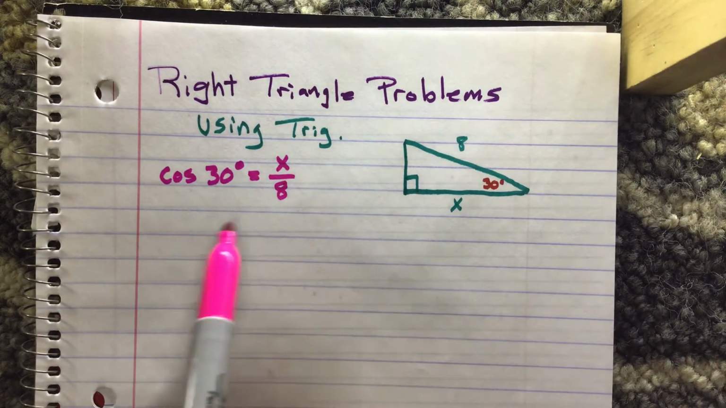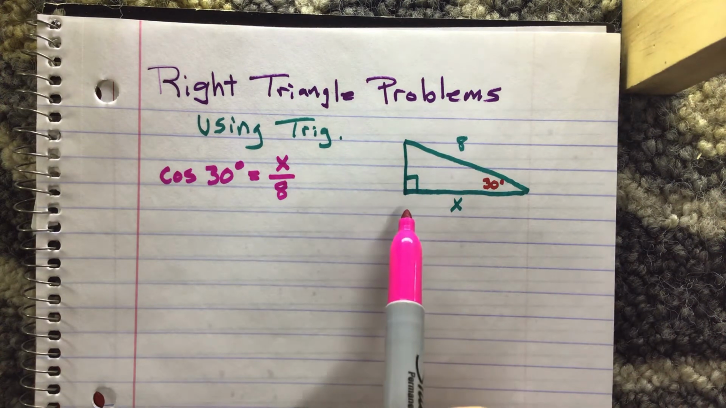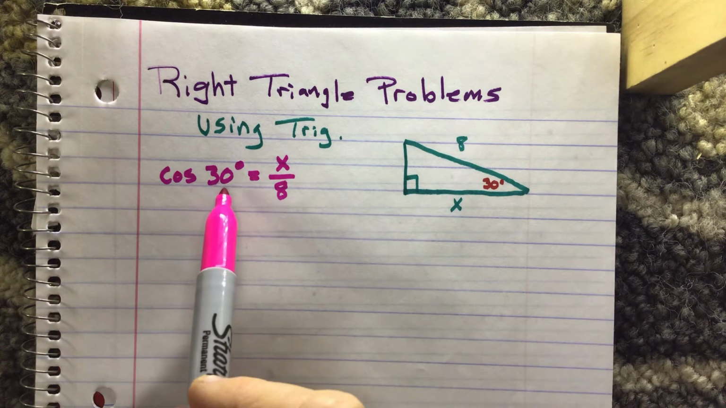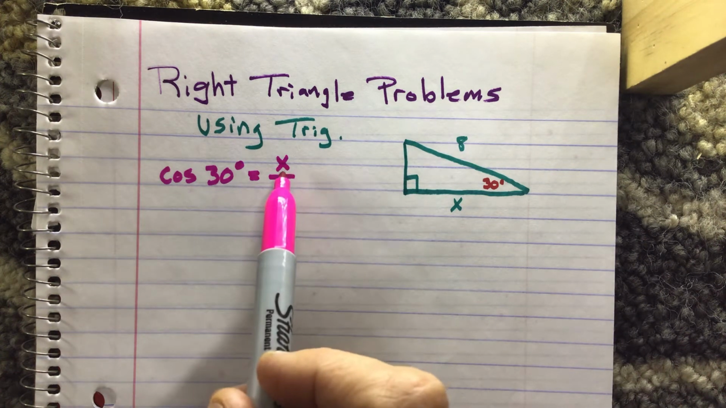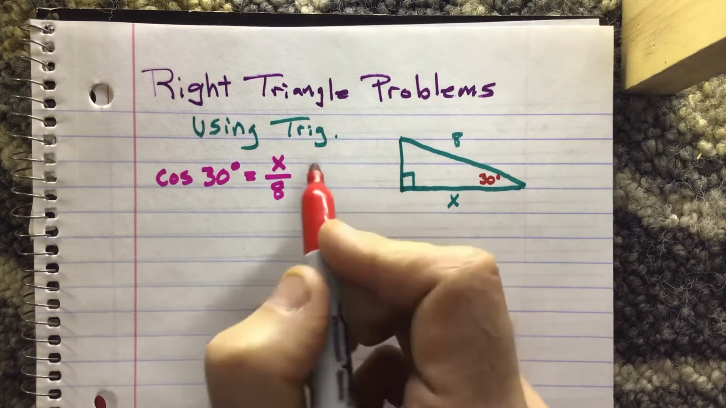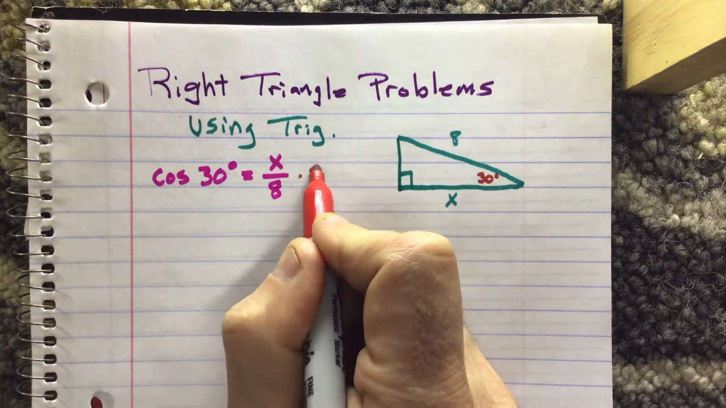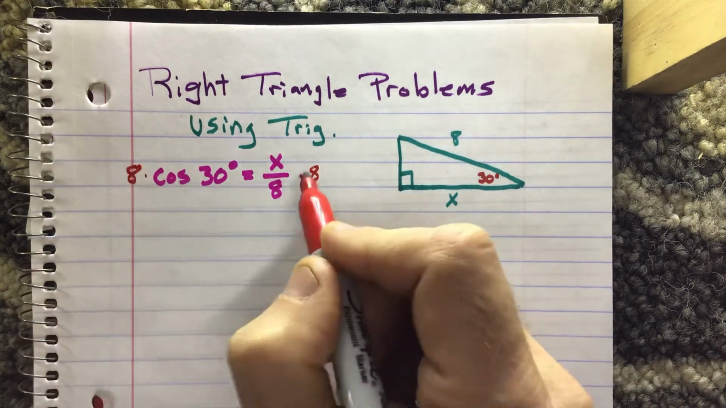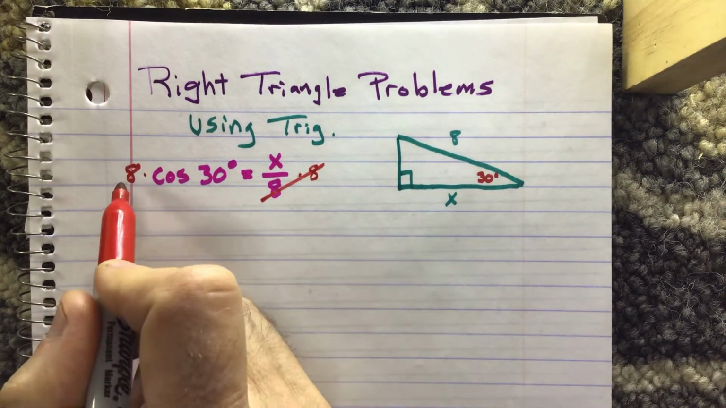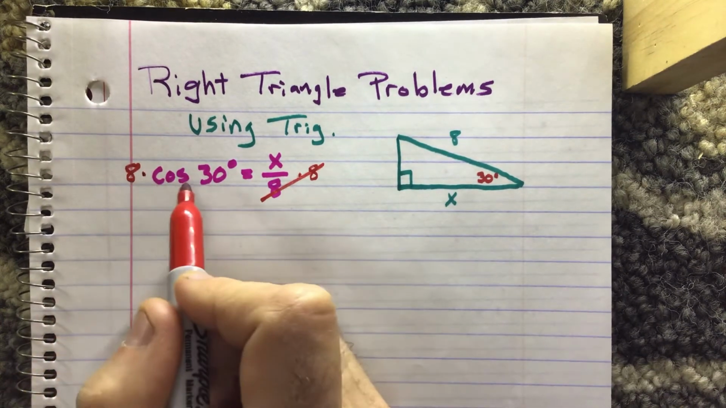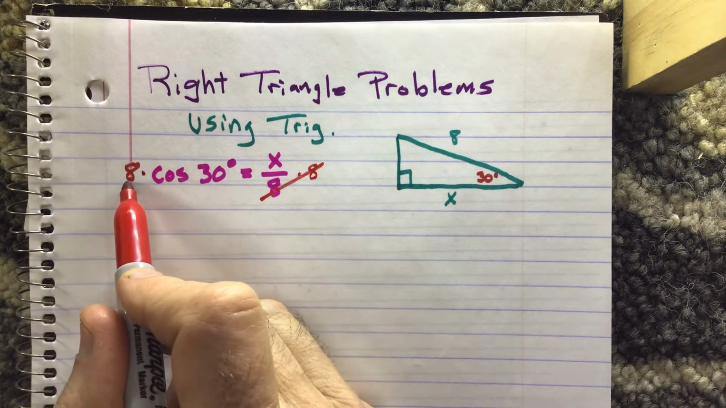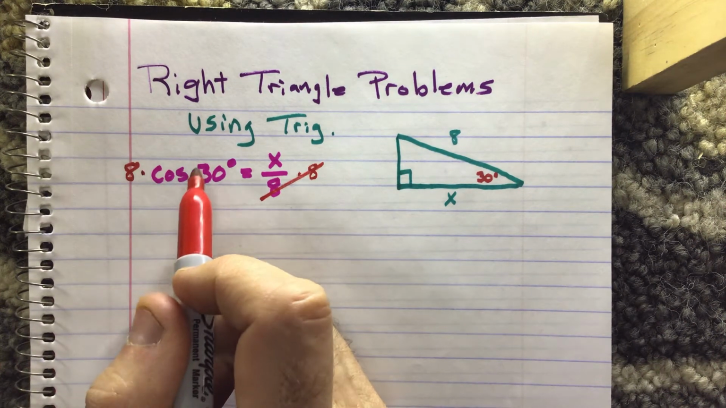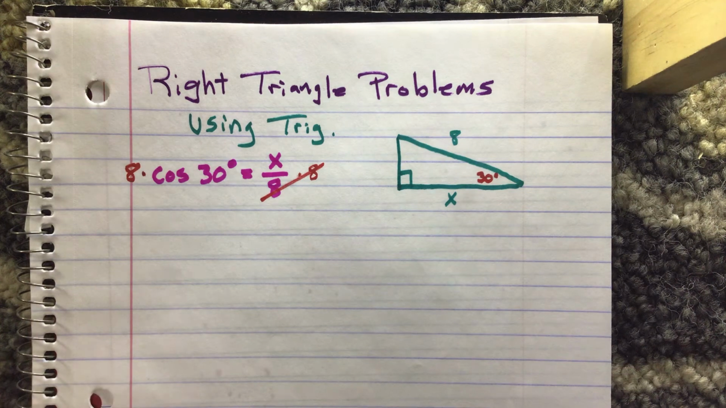So that's how you use trig. That's how you set these up. Your calculator knows what the cosine of 30 degrees is. If I want to find out what x is, algebraically you multiply both sides by 8. And you get x equals 8 times the cosine of 30. Again, this is a decimal answer multiplied by 8. Your calculator will do this for you. I don't have a calculator in front of me, but the answer comes out to be about 6.9.